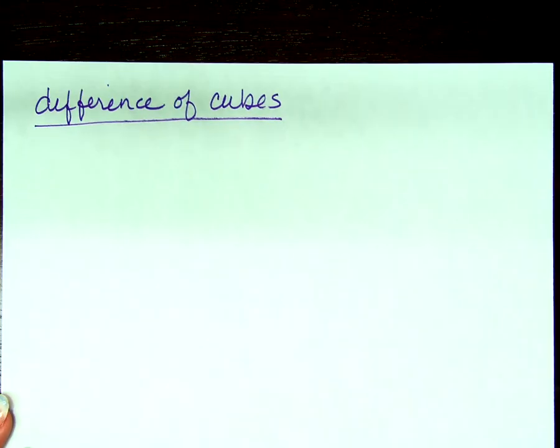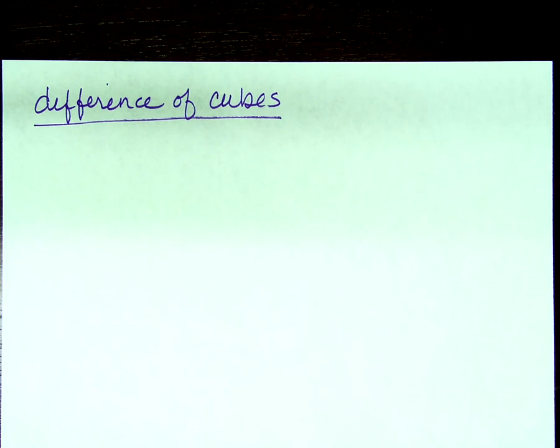Difference of cubes. So what's going to happen? It's going to be another binomial, right? What's going to be the sign between the 2 terms, or between the 2 binomials? A minus, because it's a difference, right?